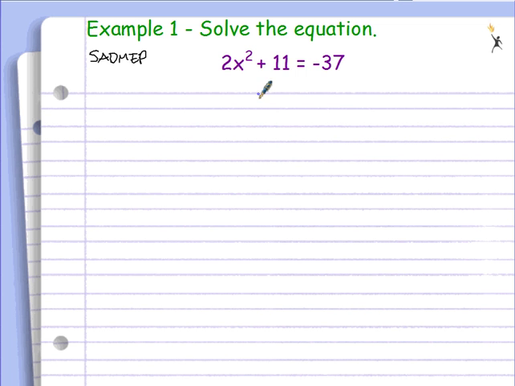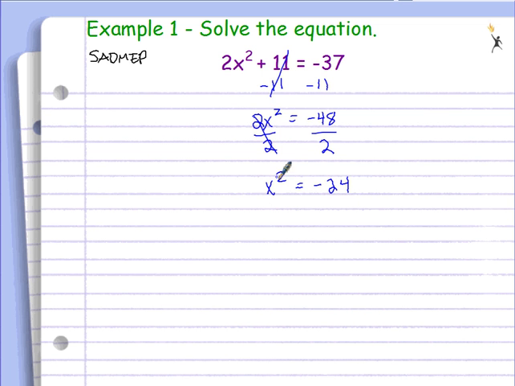First we are going to subtract 11 from both sides. That'll cancel. That'll leave me with 2x squared equals negative 37 minus 11, which is negative 48. And then I want my x by itself, so I get rid of any division or multiplication. In this case, I have to get rid of this times 2, so I will divide both sides by 2. So I'll be left with x squared equals negative 48 divided by 2, which is negative 24.